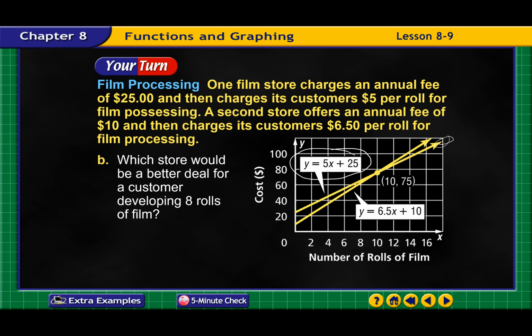So annual fee of 25, so one film store. So I'd say the first film store is the better one. Oh, second. Second store offers an annual fee of $10 per roll. Oh, sorry, for developing 8 rolls. So at 8 rolls, crap.